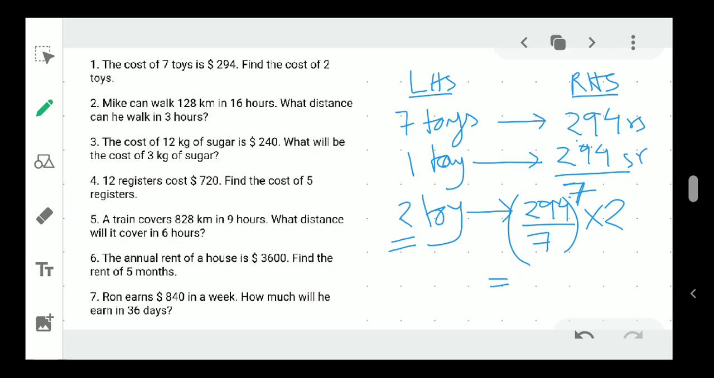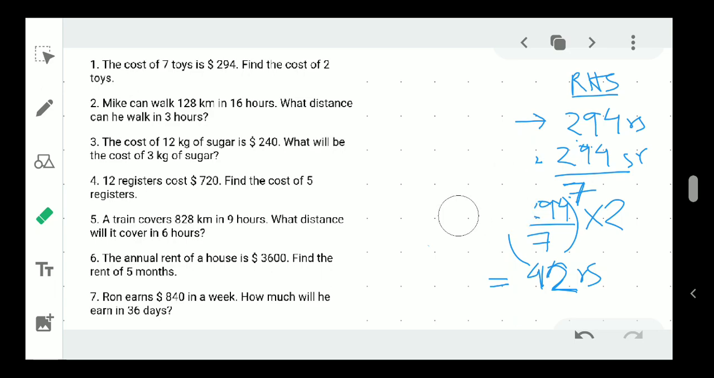So you can do this. What you have to do, you have to first divide this 294 by 7. So okay, I'm just trying. It will be 42, I think. Okay, so in this case 42 will be the answer. So 42 is my answer. So 42 rupees is needed. Okay, so let us move to the next question.